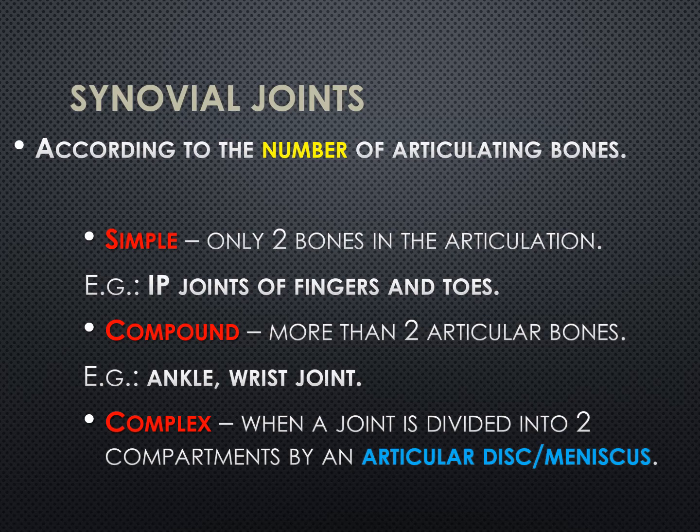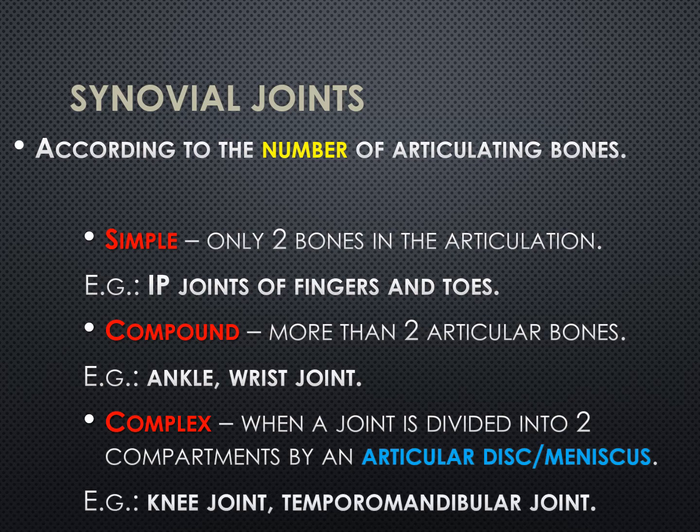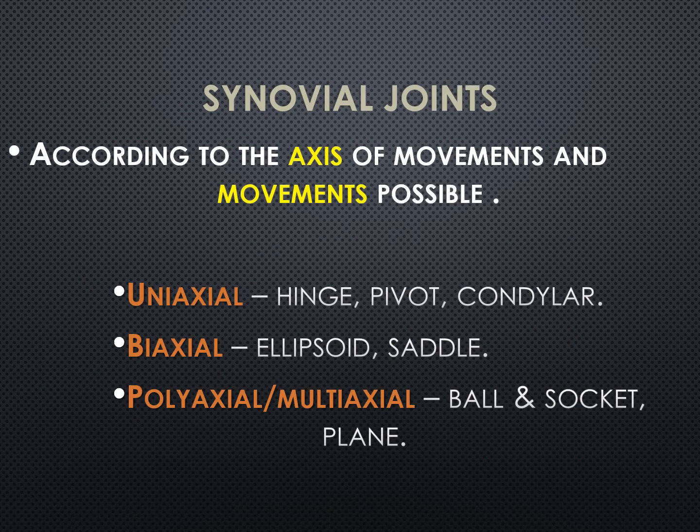So example for that we have already seen. One is the knee joint where we get the meniscus, and the other is the temporomandibular joint where we get the articular disc. So this is how you classify the synovial joints based on the number of bones that are articulating. Now another classification is based on the axis of the movement and the movements that are possible.